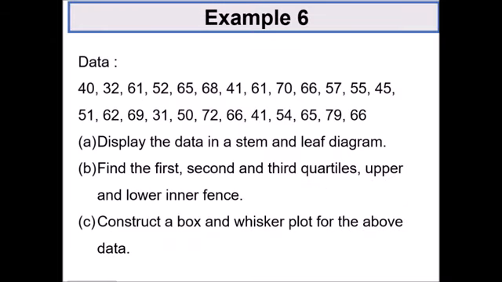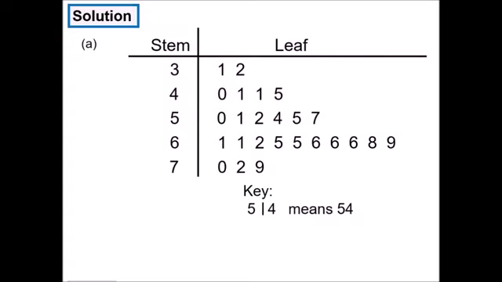Example 6. Display the data in a stem and leaf diagram. In your stem and leaf diagram, make sure you write your key. You can choose any data to put as your key. And then your data must be arranged in ascending order.